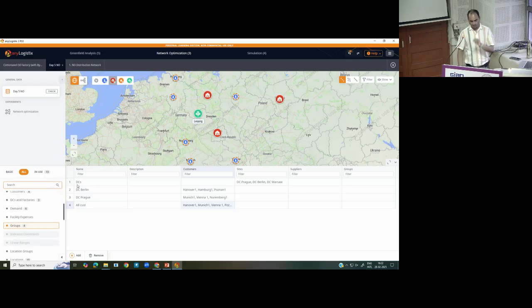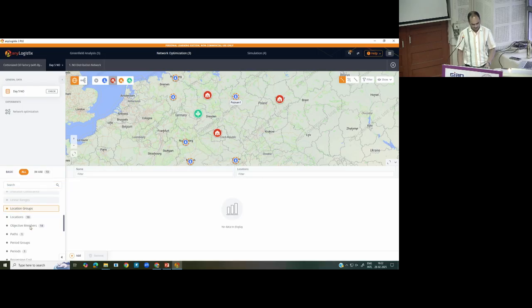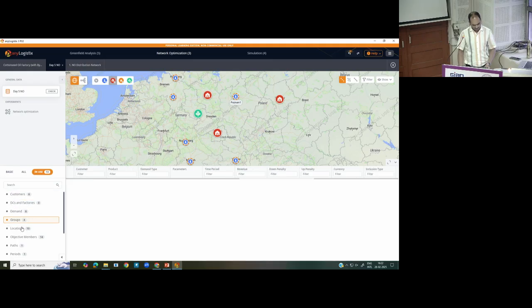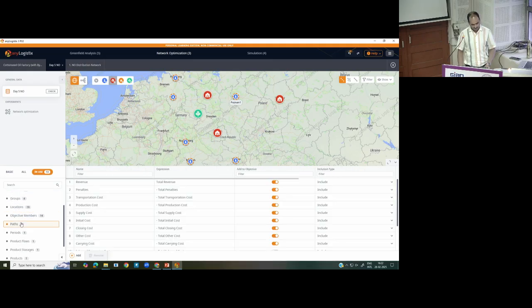No, if you don't create the group, then you need to connect this DC to each customer individually. The benefit of grouping is that once you group those 3 customers, you can connect this DC to all those 3 customers in just one row. Indicator constraints, linear ranges, location groups done. Groups, locations, objective member, paths.